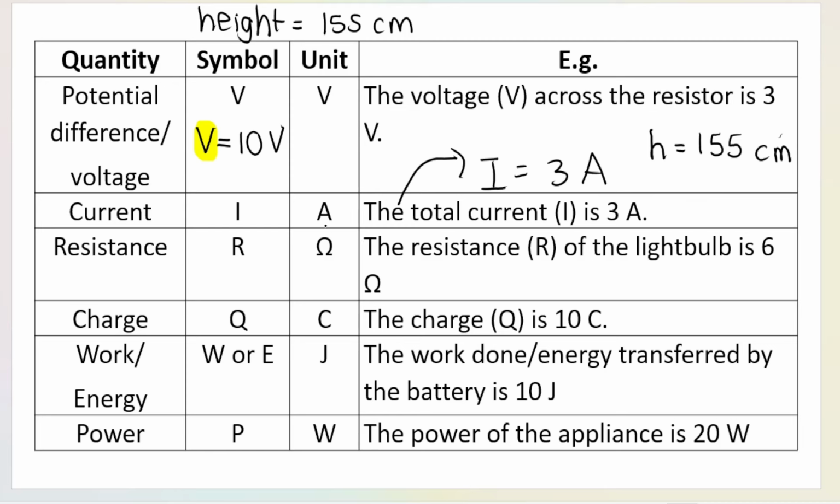Then we've got resistance, which is measured in ohms. That's the symbol for ohms. Charge, the symbol is Q and it's measured in coulombs. C is coulombs. The charge is 10 coulombs. Work or energy, they mean the same thing. So work done or energy transferred is measured in joule, J. Power, P, is measured in watt. Those are my symbols for my quantities and those are my units. It's very important to know those.